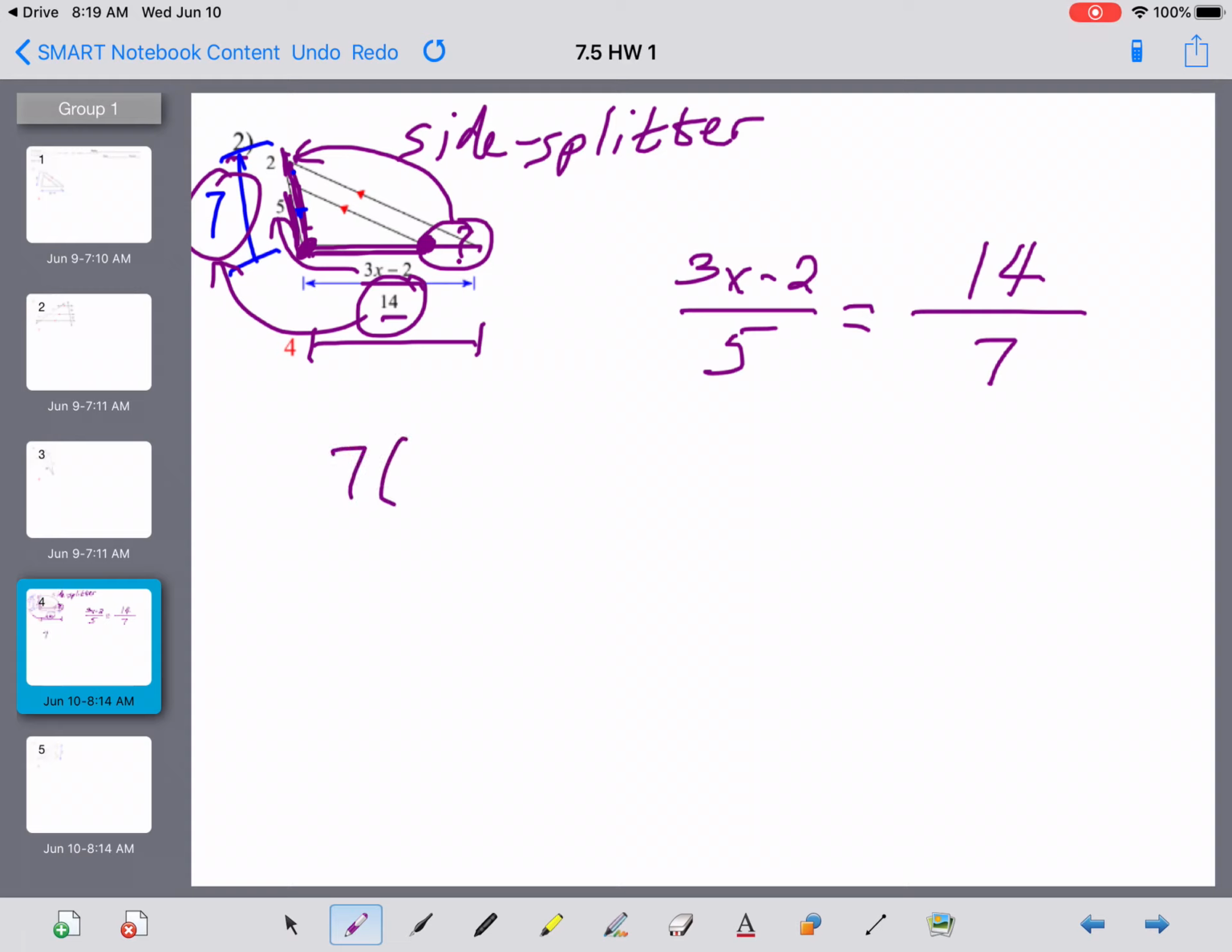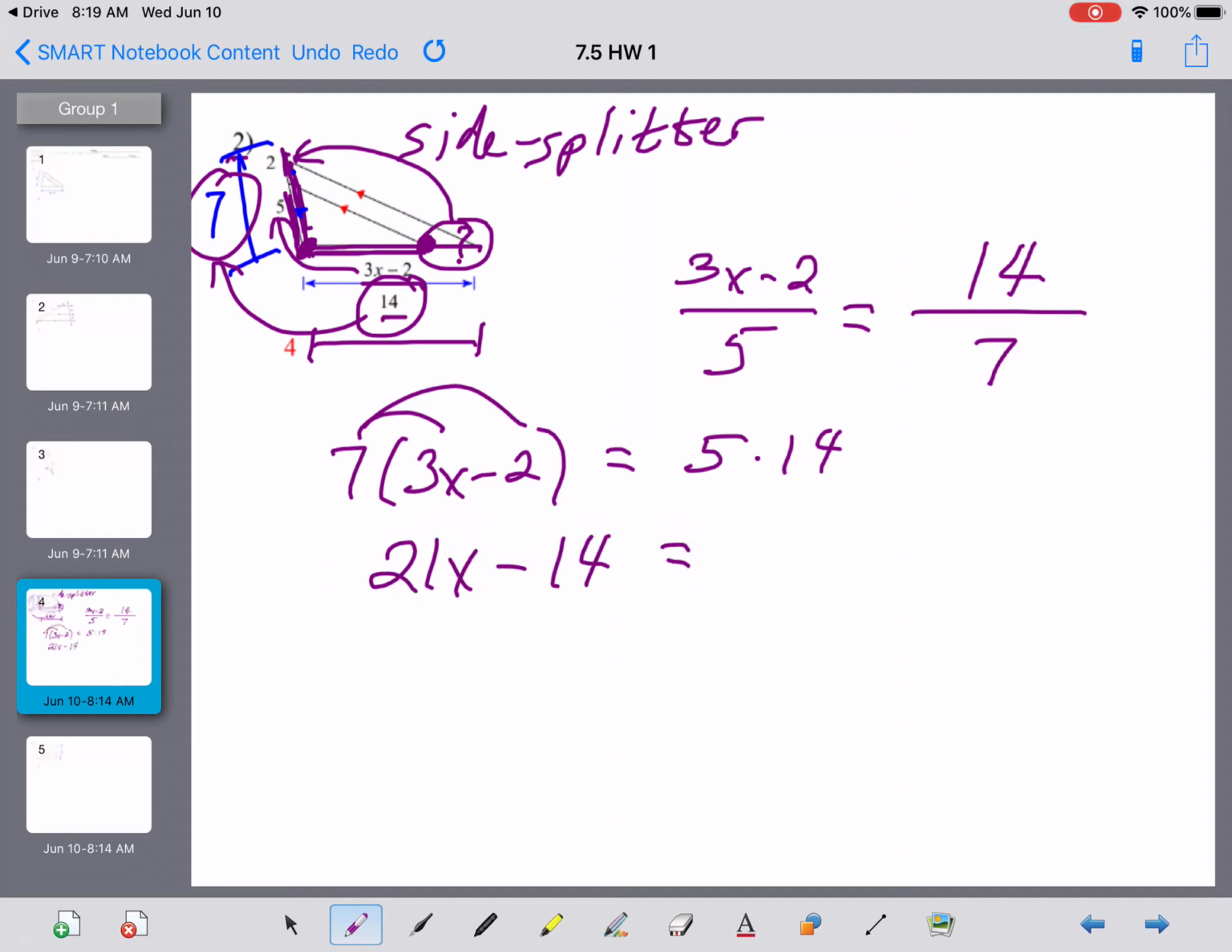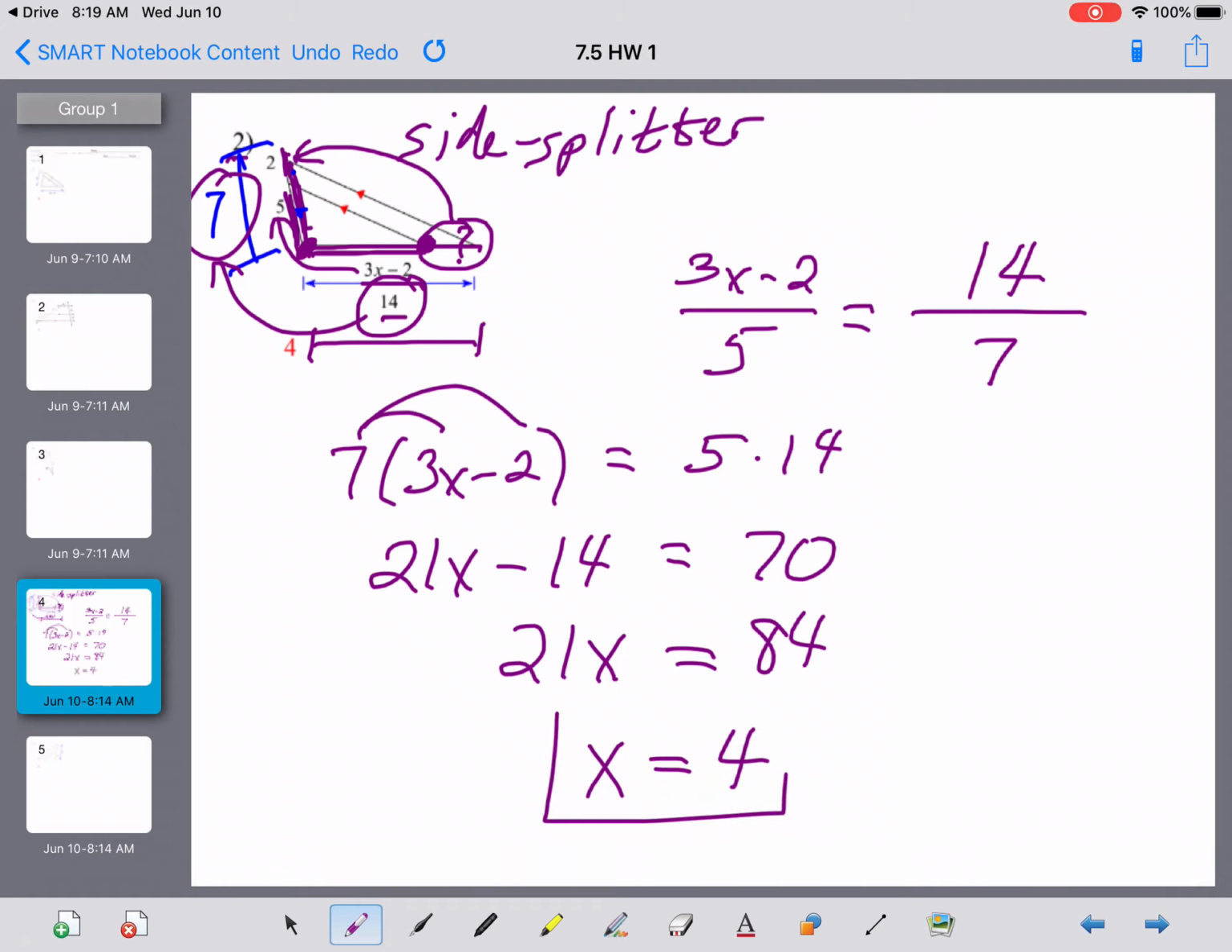Solving this hopefully isn't the problem. We're going to multiply 7 times 3x minus 2, and that is going to equal 5 multiplied by 14. We'll distribute the 7 here and get 21x minus 14 is equal to, and 5 times 14 I believe is 70. We'll add 14 to both sides and get 21x is equal to 84. Dividing by 21 now, we're going to get x equals 4 for the answer to number 2. So that's a tough problem, and I'm glad you guys asked that.